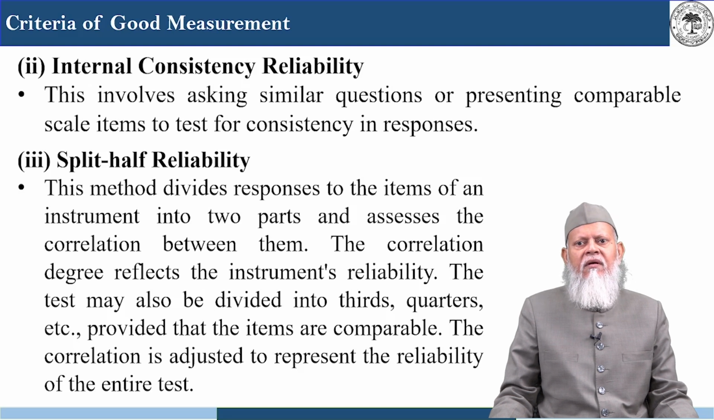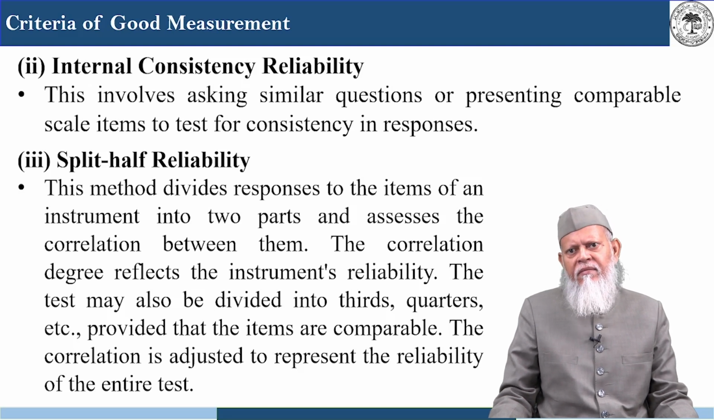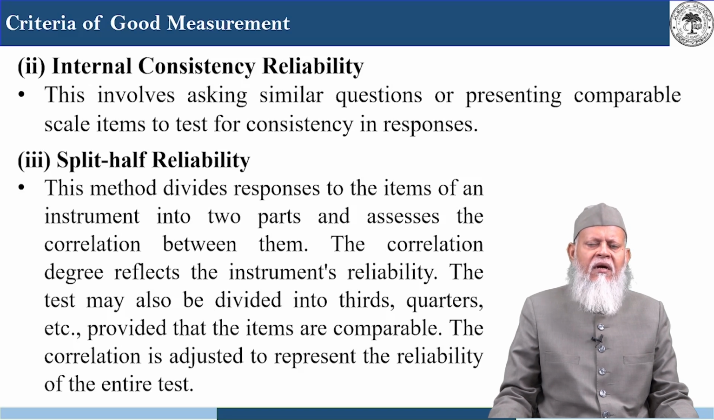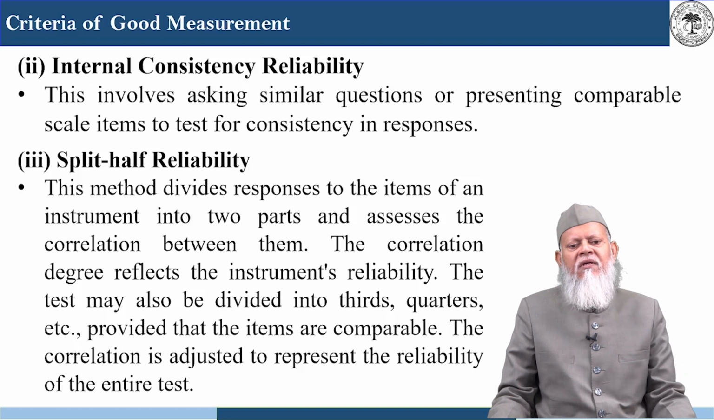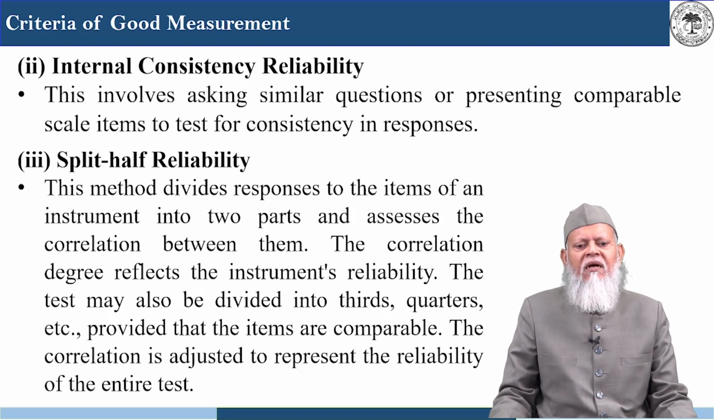So take the example of, say, friendship and cooperation in studies. Here we have correlation between friendship and cooperation in studies. This reflects the instrument reliability. So this response is divided into two parts and assesses the correlation between them.